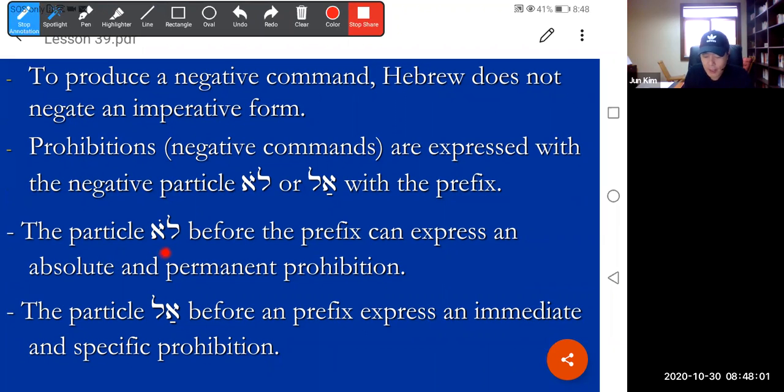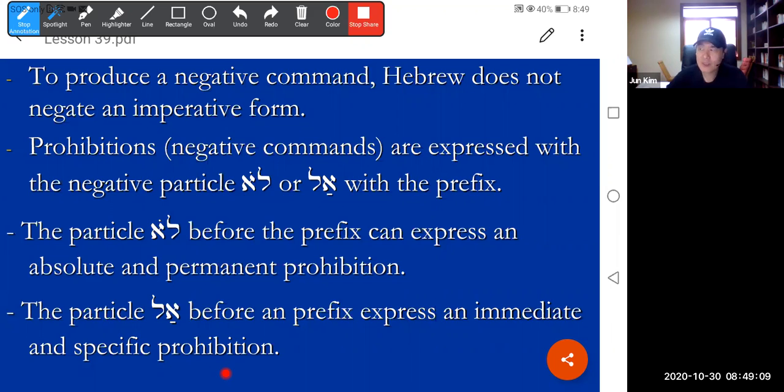The particle lo and the particle al are both functioning to negate the imperative form. Okay, but there is a little difference in terms of nuance. As I said, the particle lo before the prefix can express an absolute and permanent prohibition. But for today's passage, we don't have lo, but we have al. And what is al about? Al means the particle al before a prefix expresses an immediate and specific prohibition. So when we try to interpret the negation of al today, what was that? Men and women will not do again business. So it is not a permanent commandment, prohibition, right? It's an immediate and specific prohibition.